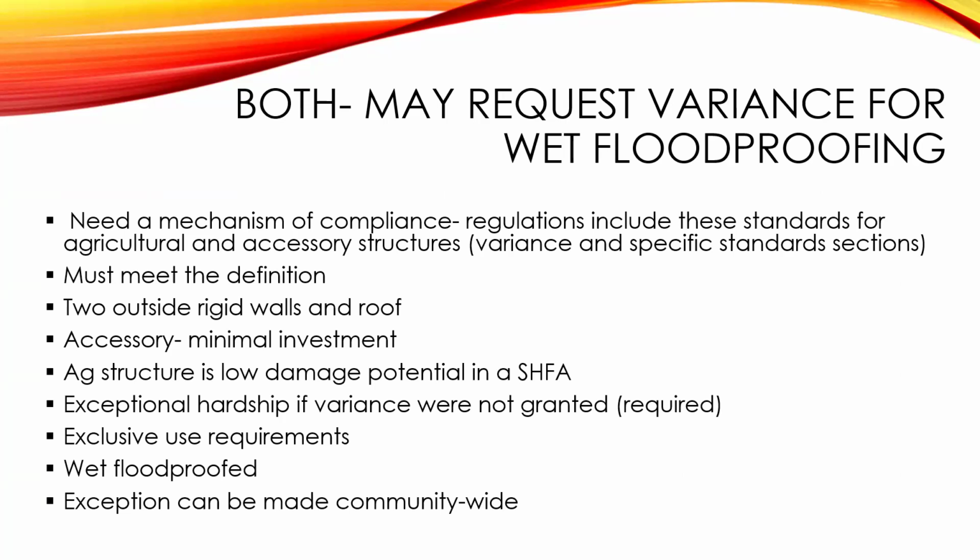We have the exclusive use requirements that can't be changed. And potentially you could get a community-wide exception for having the wet floodproofing without the variance. Basically, you would write a report to FEMA, kind of proving your topographic and velocity and other types of proof that the flooding conditions would allow for this to be appropriate in any area of the city as long as it's still permitted, or the community, that is.